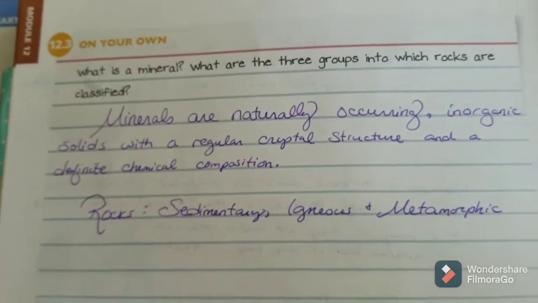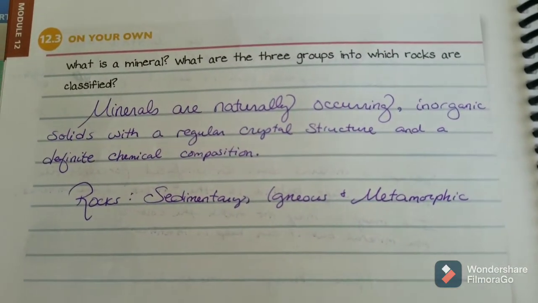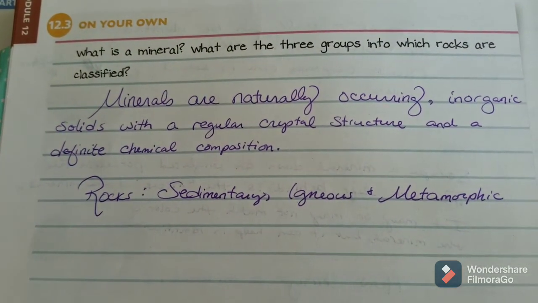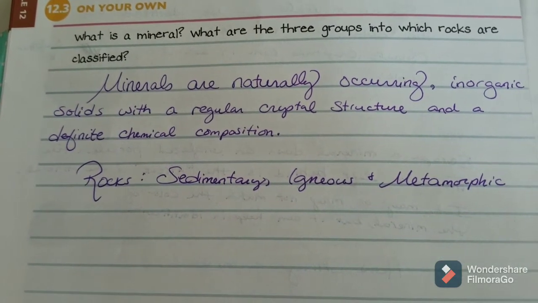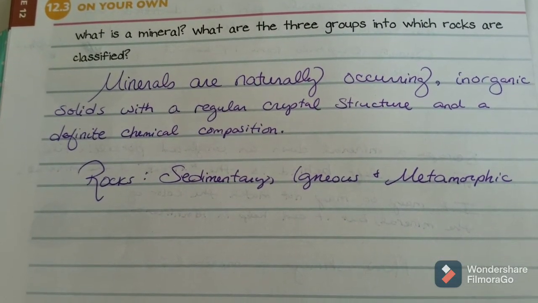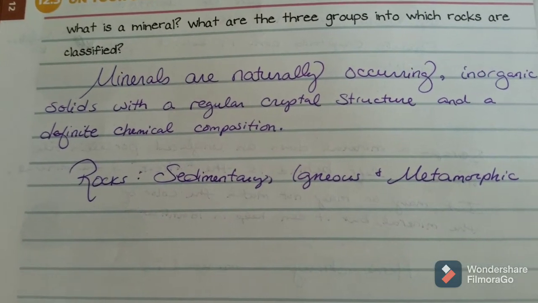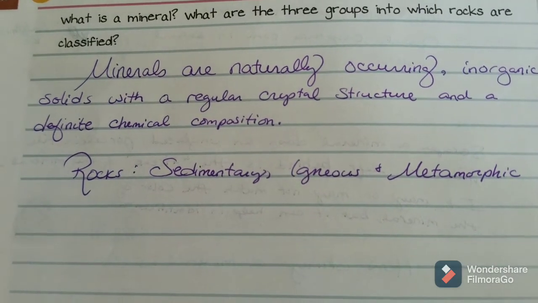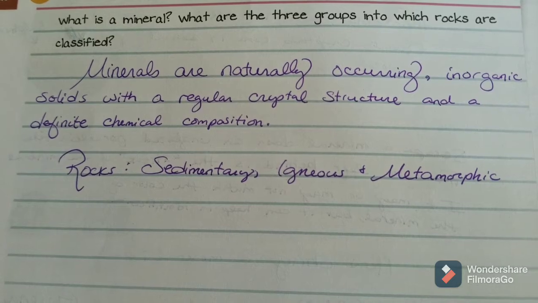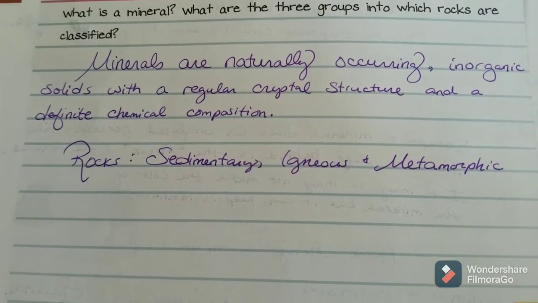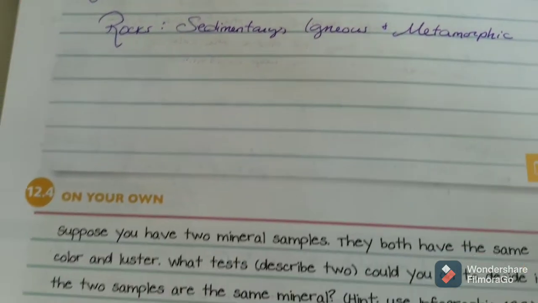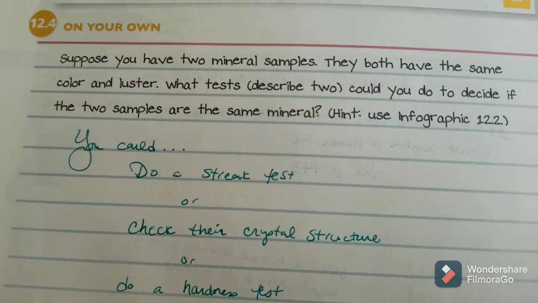So it's pretty cool. All right, what is a mineral? Minerals are naturally occurring inorganic solids with a regular crystal structure and a definite chemical composition. So they're natural, and they've got a crystal structure and a definite chemical composition. That's hence their hardness level and the colors they leave behind and things like that. Rocks are sedimentary, igneous, and metamorphic. Got to remember those, okay? Sedimentary, igneous, metamorphic.